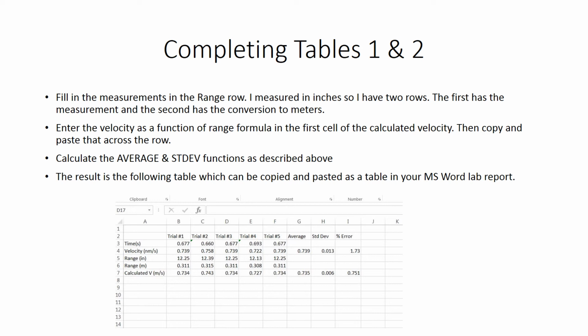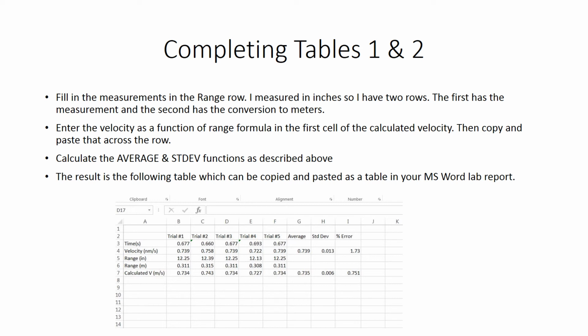So as you can see, the measured velocities came out to average 0.739 meters per second, and the error was 0.013. The measured ones came out to be 0.735 meters per second, with a standard deviation of 0.006. So those are errors of 1.7% and 0.75%. That's pretty precise for this kind of an experiment.